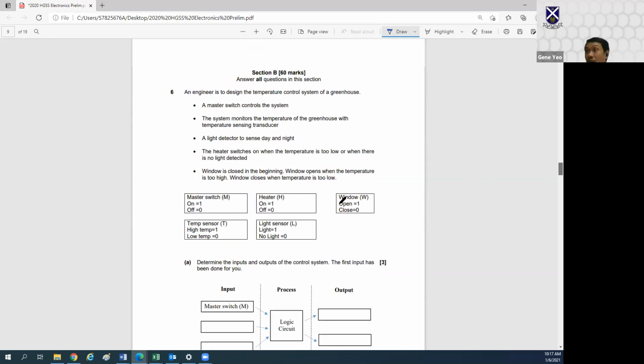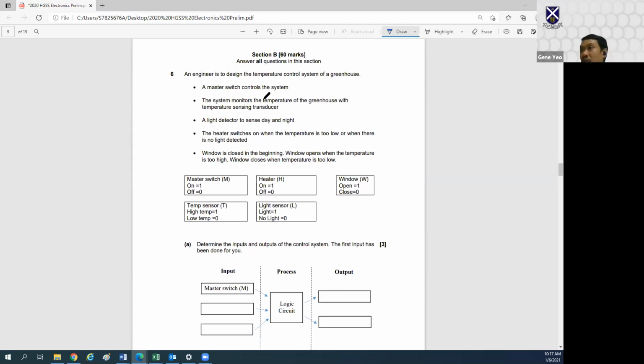Okay, so greenhouse, all right, temperature control, master switch, and it monitors the temperature using a transducer. There's also a light detector to sense day and night. The heater switches on when the temperature is too low or when there's no light. The window is closed in the beginning and the window opens when the temperature is too high, okay? Window closes when the temperature is too low. Okay, and these are the signals corresponding to these, right?